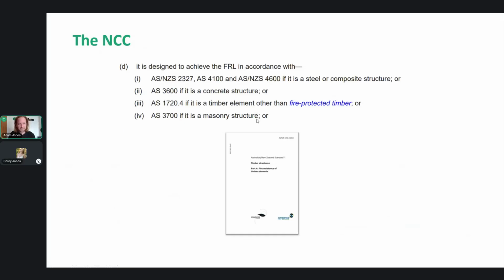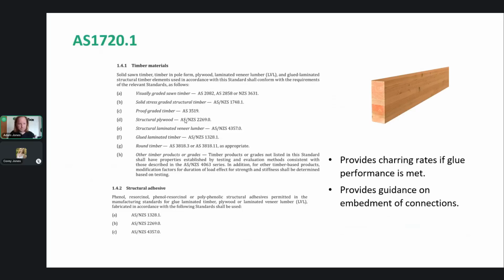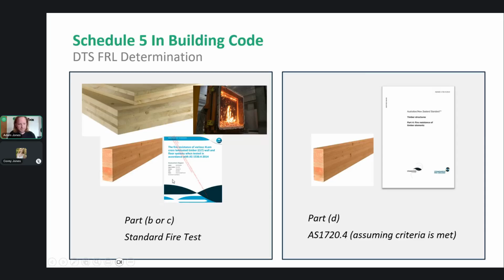Part D is different. This actually gives you AS 1720 Part 4, the structural design standard for timber elements, and Part 4 is about fire resistance. So that is a pathway you can take for timber. With that, there are certain requirements that need to be met. Number 1, manufacturing standards. You can see here, if you meet these manufacturing standards of glulam, LVL, plywood, and you meet the standards of structural adhesive performance, then you're sweet to go down that building code route. So when it comes to timber elements, you can do Part B or C, or Part D when it comes to AS 1720 Part 4.